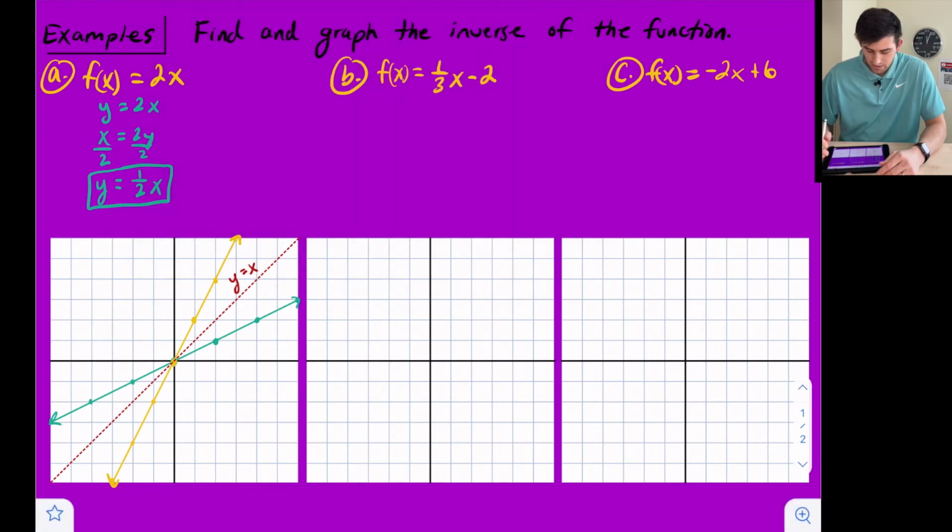All right, let's look at b. f of x equals 1/3 x minus 2. So I'm going to start off by writing this as y equals 1/3 x minus 2. And now we're going to switch x and y.